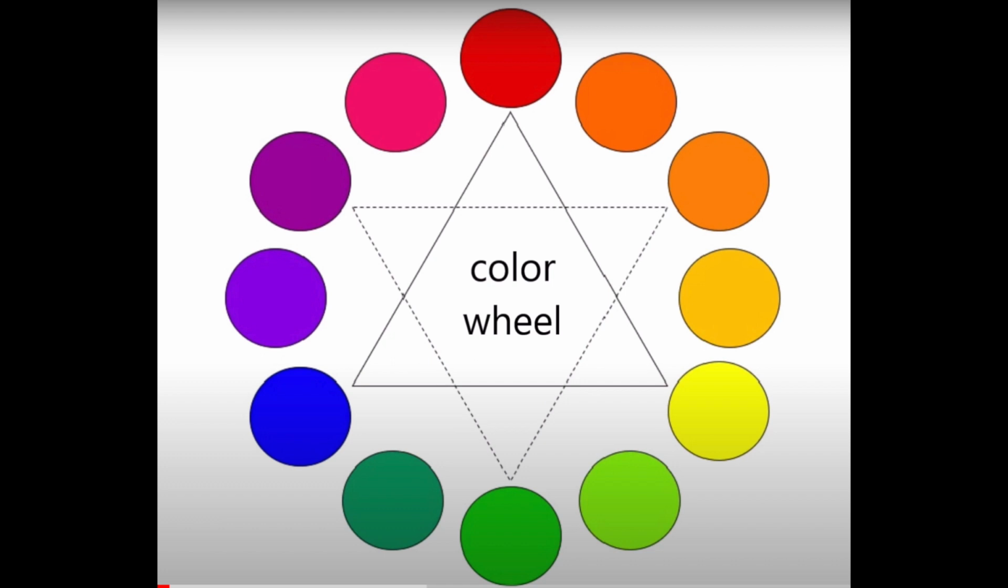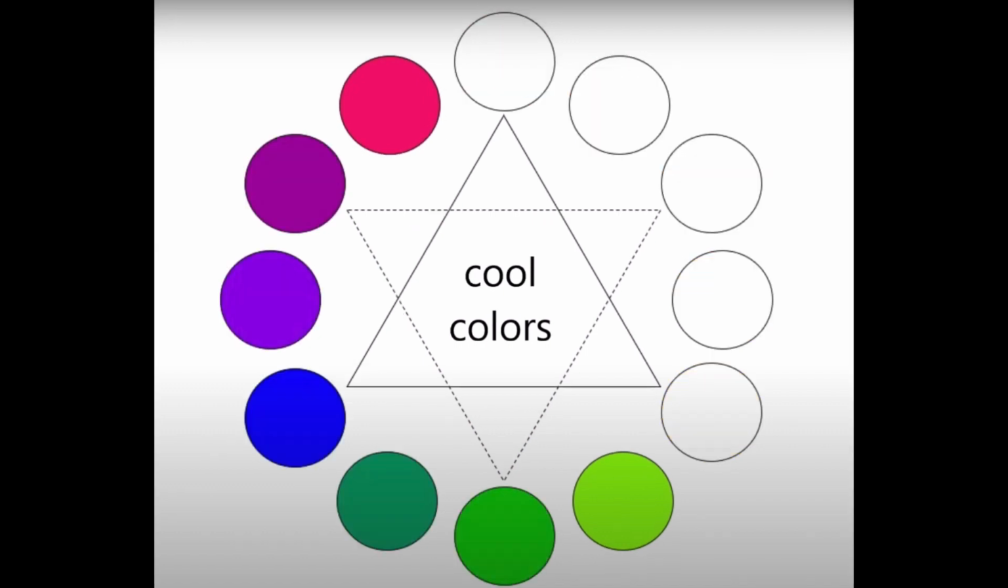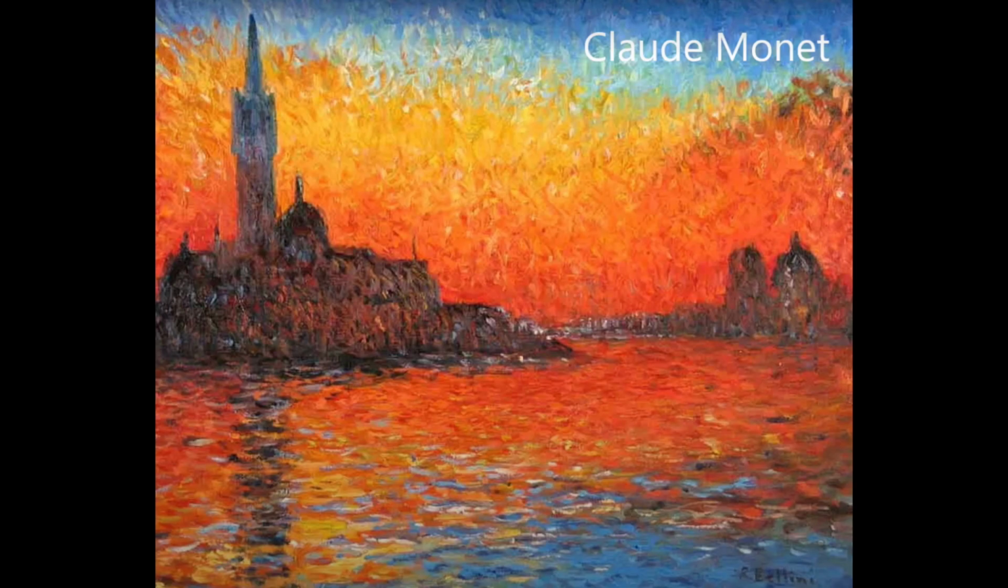The color wheel is also divided into 2 halves, which is divided into temperatures, that is warm or cool colors. Warm colors include 7 colors: red-violet, red, red-orange, orange, yellow-orange, yellow, and yellow-green. When using a warm color scheme, you will create a vivid, energetic composition.